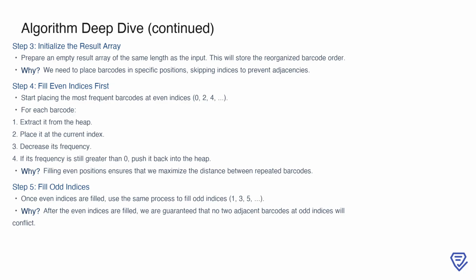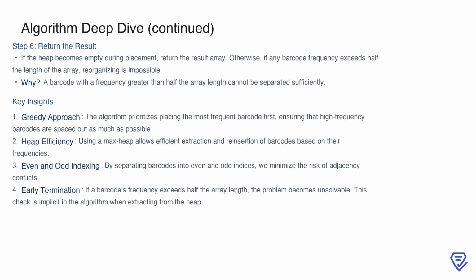After filling the even indices, we proceed to fill the odd indices, positions like 1, 3, 5, and so on, using the same approach. By this point, the even positions have already created spacing, so filling the odd positions ensures there are no conflicts between adjacent barcodes. After placing all the barcodes, the final step is to return the result array.